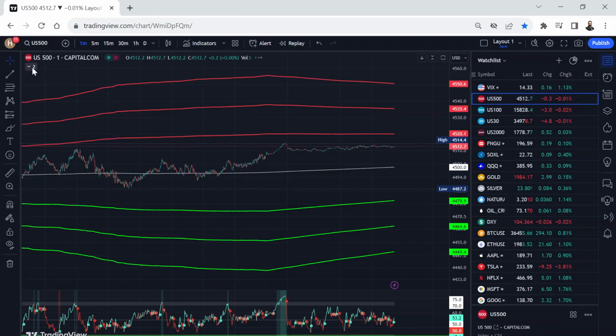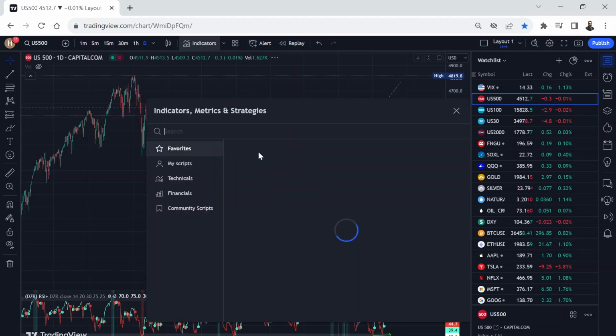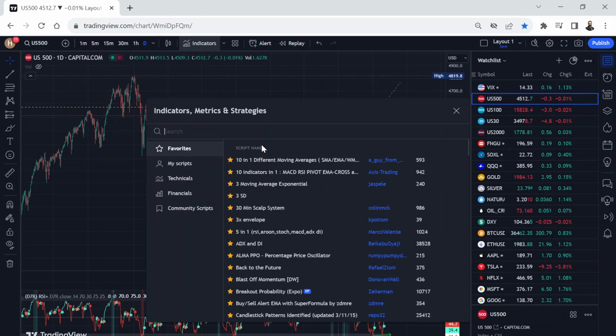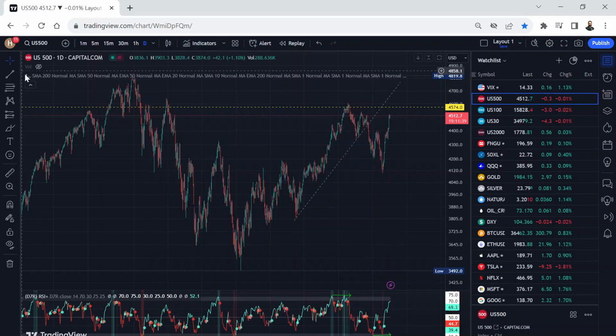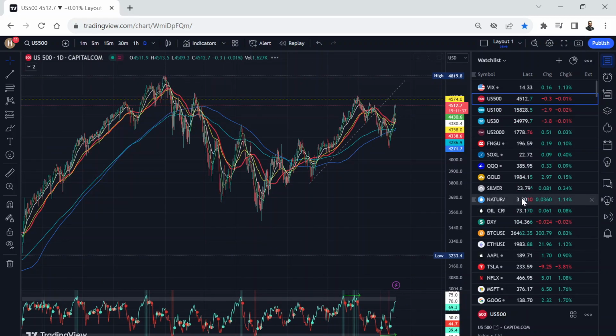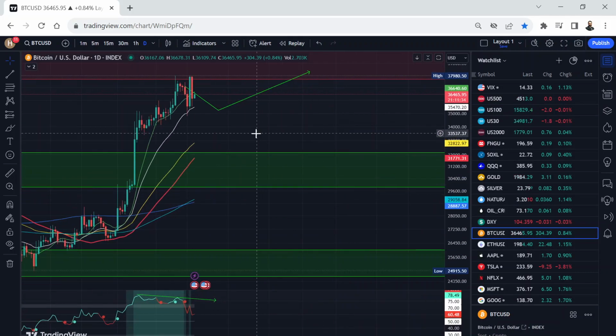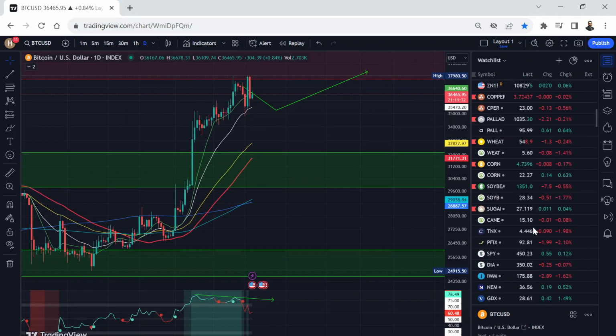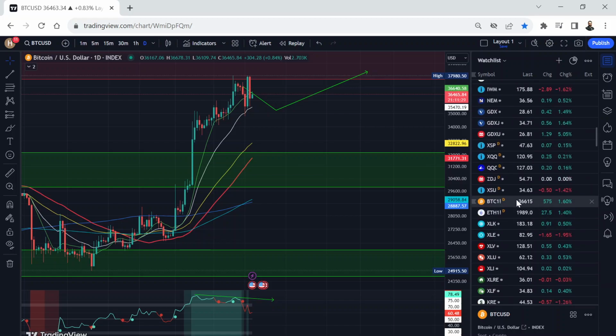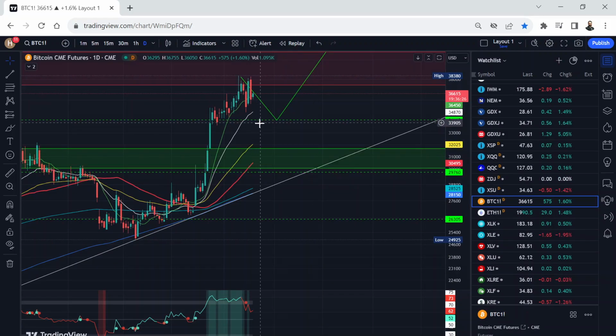Same thing. Let's go to US 500. Let's try to go to daily chart, and let's add another indicator here, which is normal moving averages, which is this one. And let's start with Bitcoin, since we were in the Bitcoin phase. Actually, let's look at futures and see how Bitcoin is doing, because they show us gaps. So you can see there's a gap here. You can see my projection here.